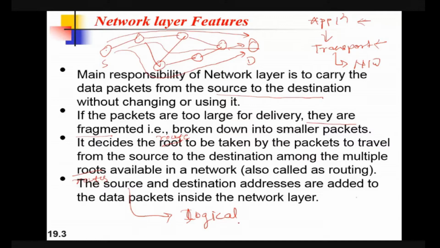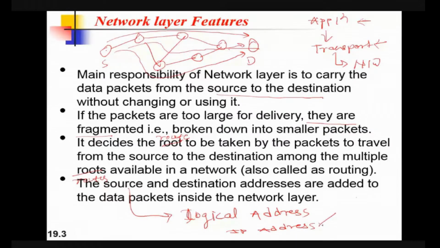Now this network layer adds two additional addresses. These are called the logical addresses, also known as IP addresses. It adds the source address, that means who is sending the data, and the destination address, for whom the data is sent. So these two addresses are added by the network layer, IP addresses.